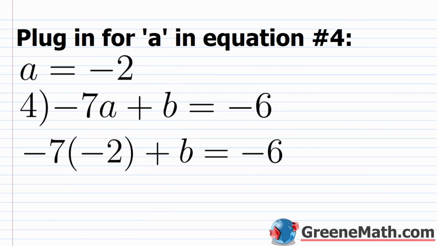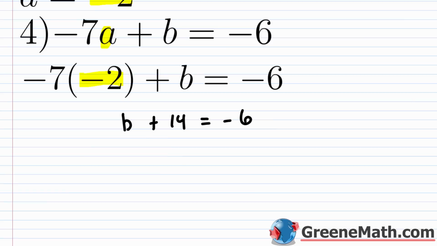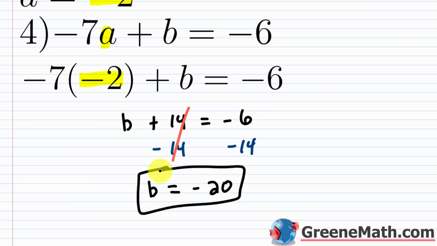And again, you can plug in for a in equation number 4 or number 5 so we can figure out what b is. So since a is negative 2, that's going to go right there. So negative 7 times negative 2 is 14. So you're going to get b plus 14 is equal to negative 6. And let's subtract 14 away from each side of the equation. This cancels. And we end up with b is equal to negative 6 minus 14. That's going to be negative 20. So we know that a is negative 2 and b is negative 20.